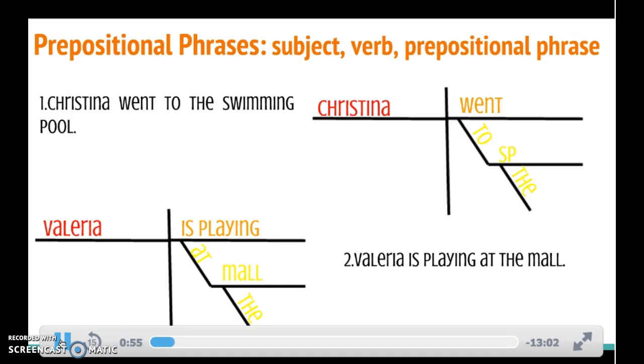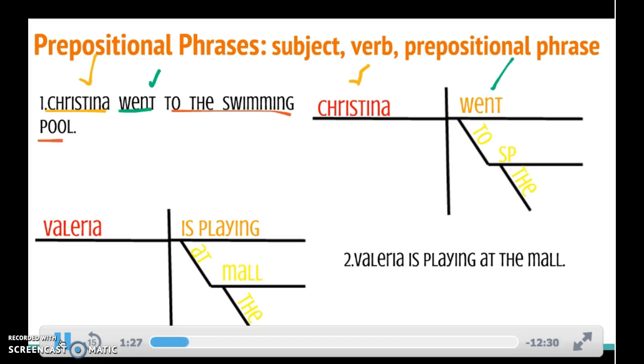First of all, we're going to sentence diagram a sentence with subject, verb, and prepositional phrase. Number 1. Christina went to the swimming pool. First, we're going to ask ourselves, what is the action? What is the verb? Well, it is went, and we put it right here. Check. Now, who is doing the action? Who went? Well, it's Christina, so we're going to write it right here where it goes. Check.